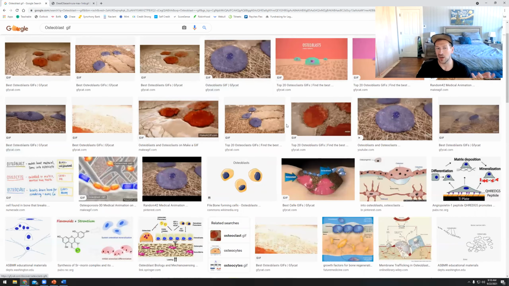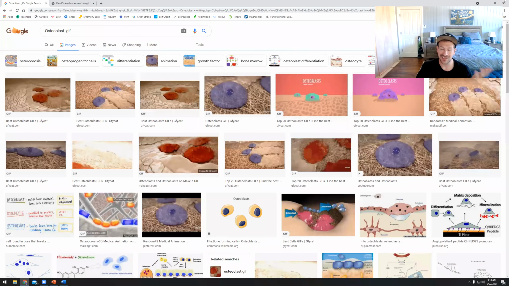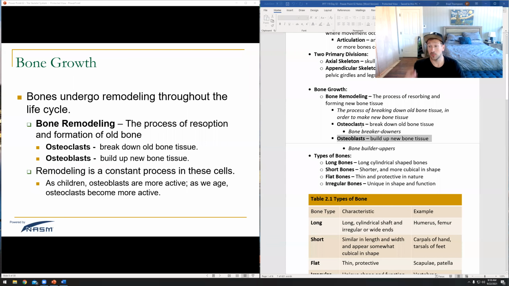So these guys actually work together. In fact, the osteoclasts, the bone breaker downers, in order to make sure that they don't continue eating your bone tissue and damaging it and breaking it down, actually go through this process that any of your cells can go through called apoptosis. And apoptosis is one of the coolest things that your body does.